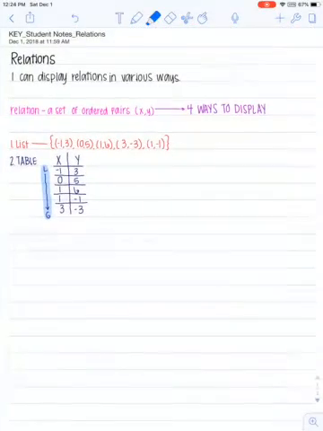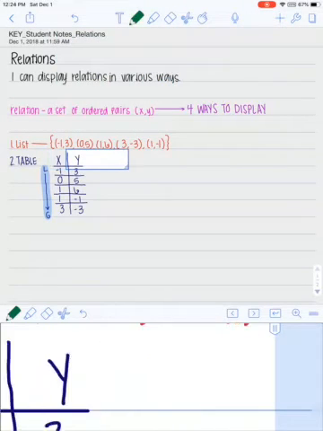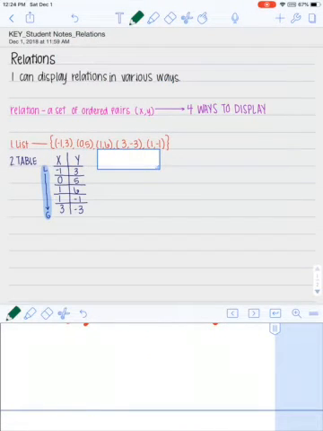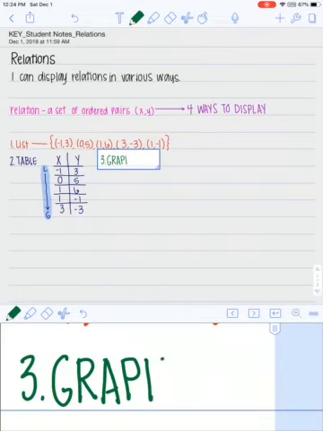So we have lists, we have tables. Our third way we have also seen before, and that is to plot those points on a graph. So we have list, table, graph. None of this is really new to you, so we're going to move pretty quickly through this part.